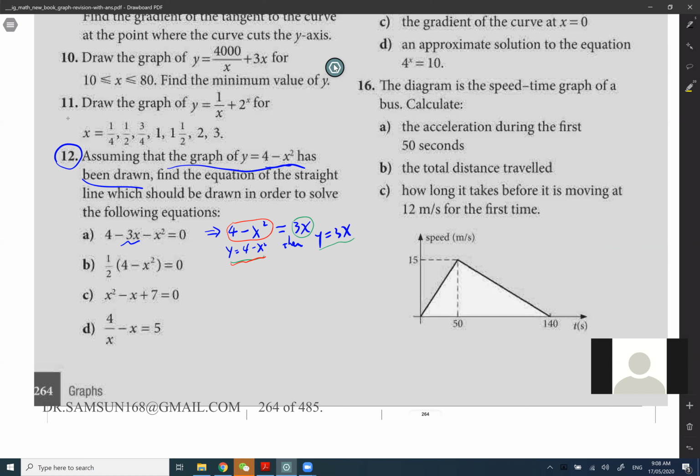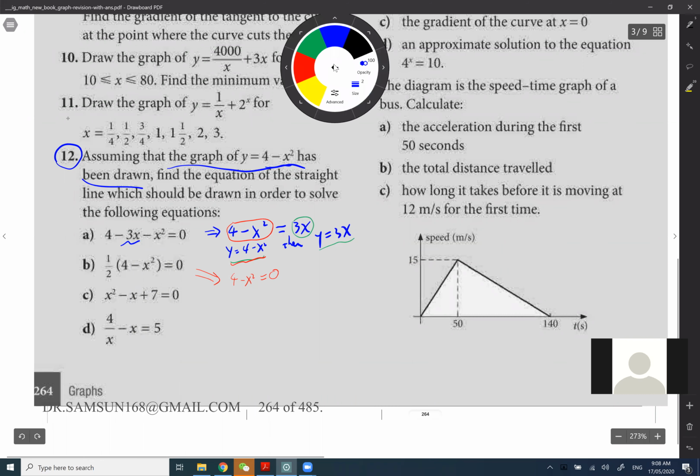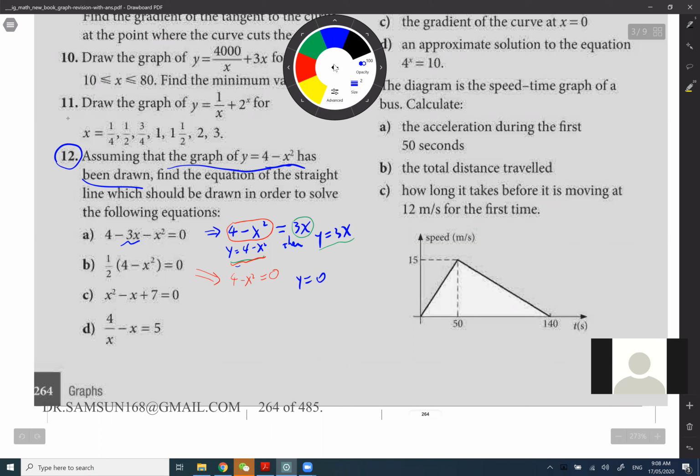B. B is the same as 4 minus x squared, moved to the other side. Still 0. We have the graph for the left part. So for the right part, you just need y equals 0. We have the left part graph.